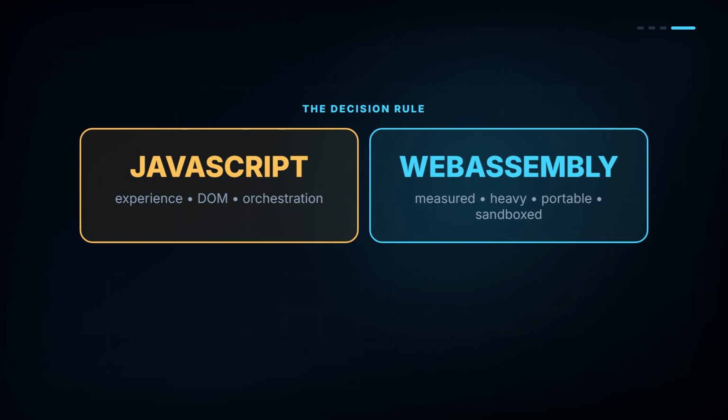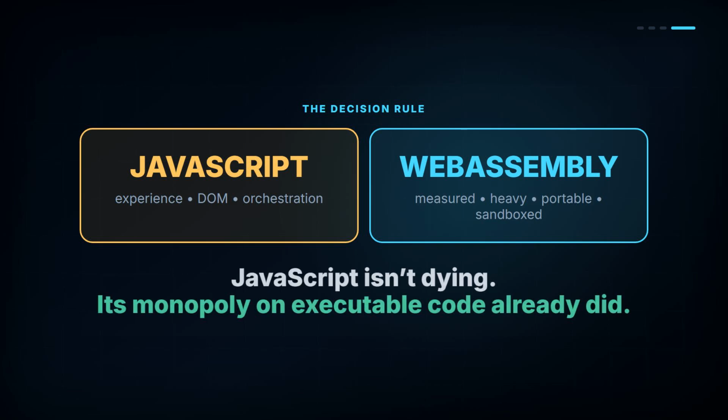Use JavaScript when the work is mostly interface, orchestration, forms, and network calls. Reach for WebAssembly when you have measured a compute-heavy path, need to reuse a mature native library, want a portable sandboxed plugin, or need one component to run across browser, edge, and server runtimes. That is the decision rule.